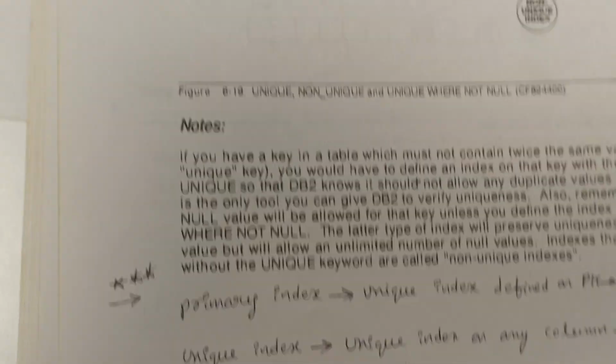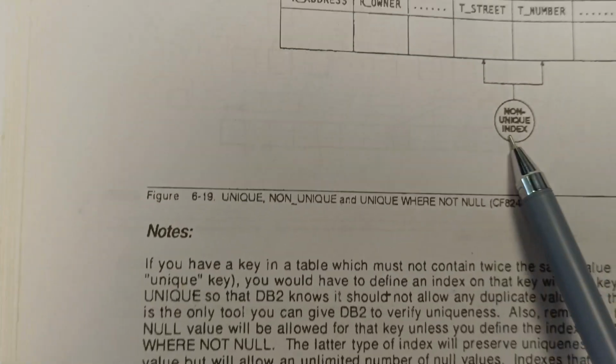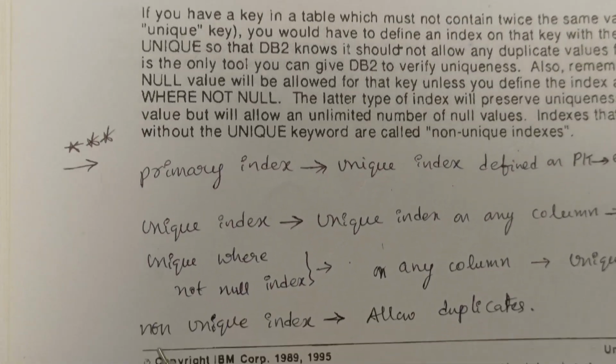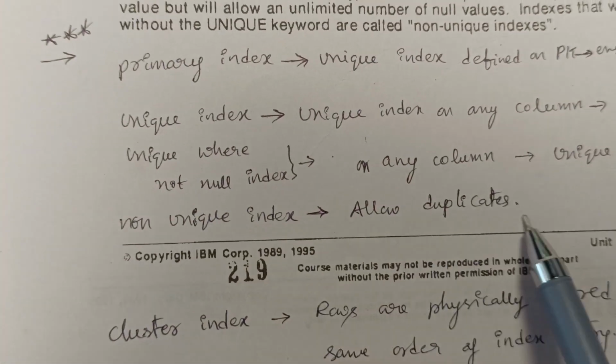If you look at a clustered non-unique index here, what is a non-unique index? It is nothing but an index that allows duplicate values.